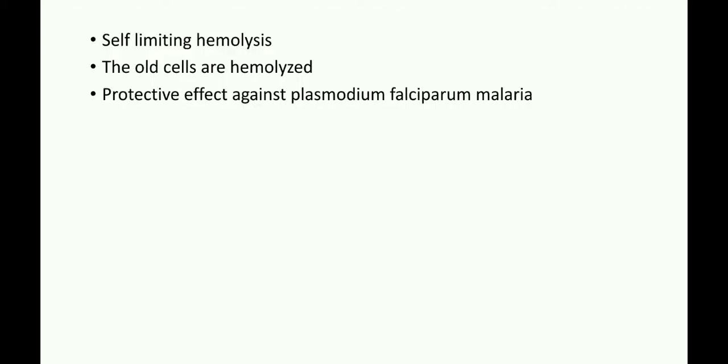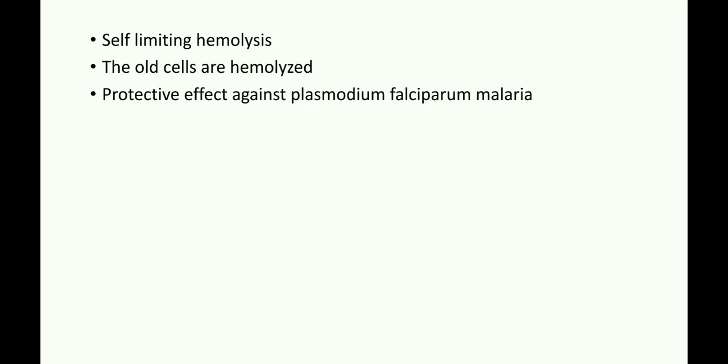So this condition is a self-limiting hemolysis. That means the old cells are getting affected. Mostly the old cells are hemolyzed. So when the old cells are hemolyzed, there can be a compensatory response from the body, that there will be an increase in the production of new cells, new RBCs can be produced. So as each new wave of red cells appears, anemia becomes less and less severe. So that means this anemia is actually short-lived.